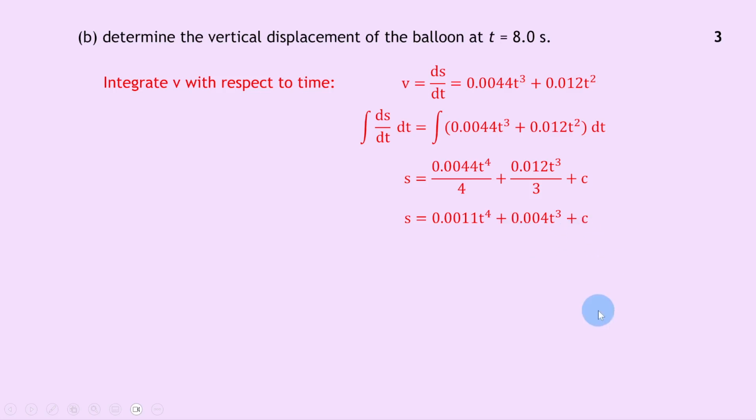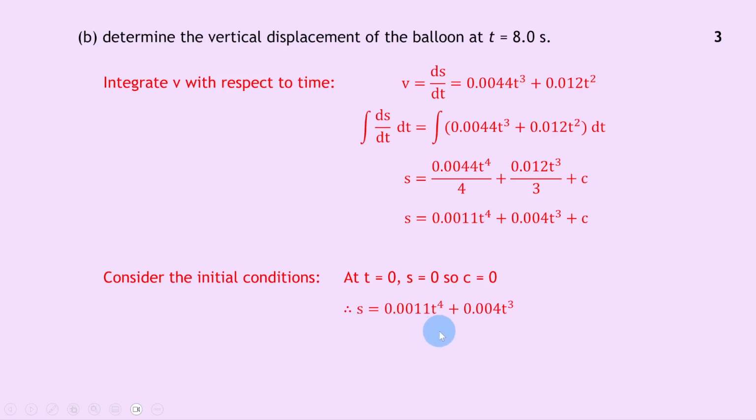cubed plus c. And now to get rid of this constant, we need to consider the initial conditions, which remember is just what happens when time t equals 0. So we can say that at time t equals 0, the displacement s equals 0 because the balloon hasn't moved anywhere yet. So therefore, if we plug in t equals 0 in there and s equals 0, then that means c must equal 0. So simplifying this becomes s equals 0.0011 t to the 4 plus 0.004 t cubed.